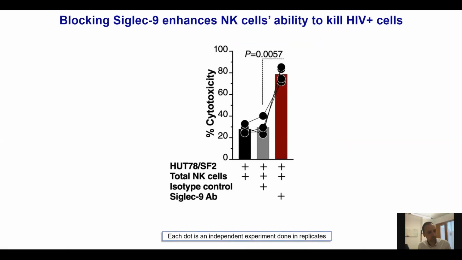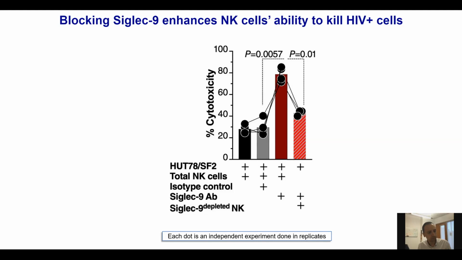When we made a blocking antibody for Siglec 9 with the help of GenScript, and used this blocking antibody in co-culture assays against HIV-infected cells using total NK cells, we could indeed dramatically enhance the ability of these NK cells to kill HIV-infected cells. And this antibody was specific for Siglec 9, because if we do this experiment using Siglec 9 depleted NK cells instead of total NK cells, the antibody does not have any effect because there are no target cells for it.